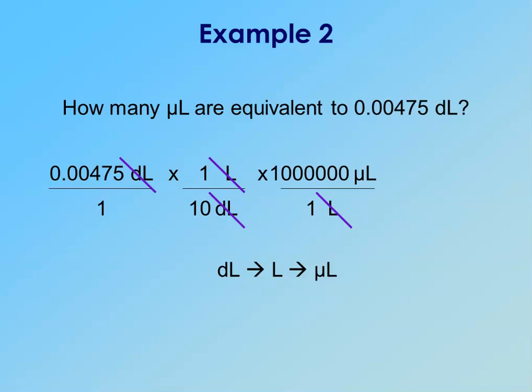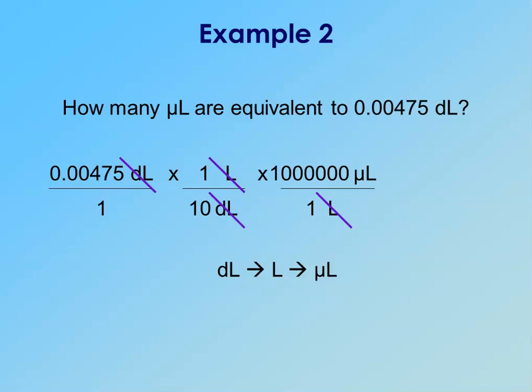You could also just do a single conversion from deciliters to microliters, which would be 1 deciliter is equal to 10 to the 5th microliters. The difference between the two exponents, -1 minus -6, tells you how many powers of 10 different the smaller quantity is from the larger. Again, it's up to you how you want to set up these dimensional analysis problems.